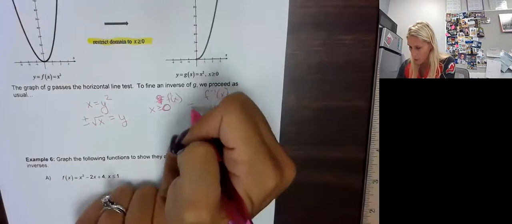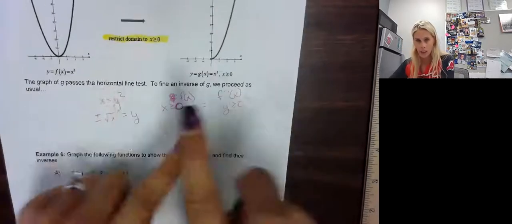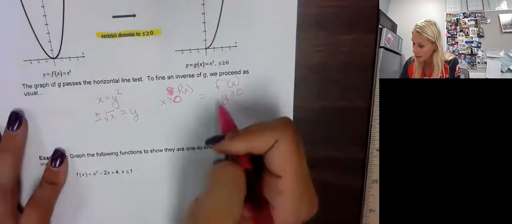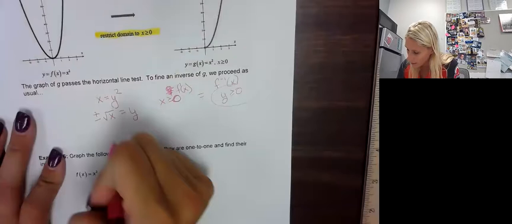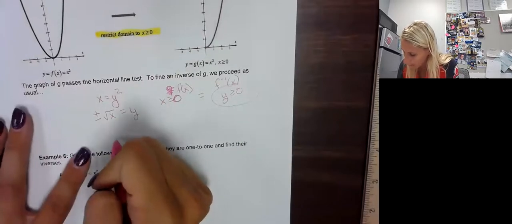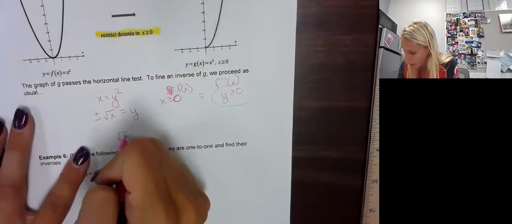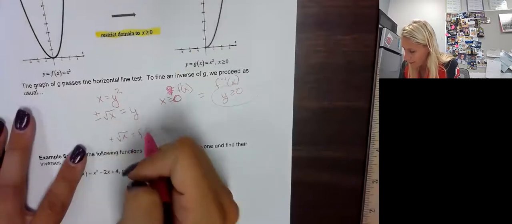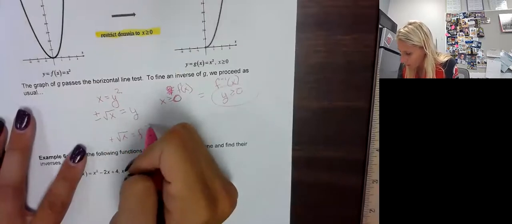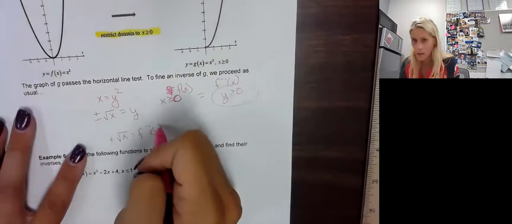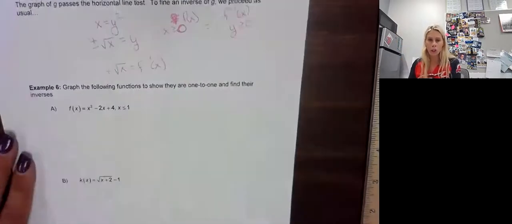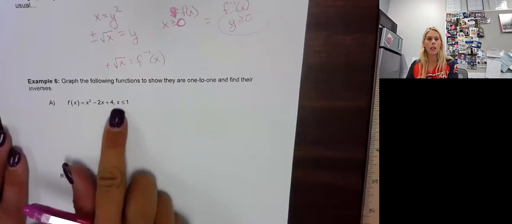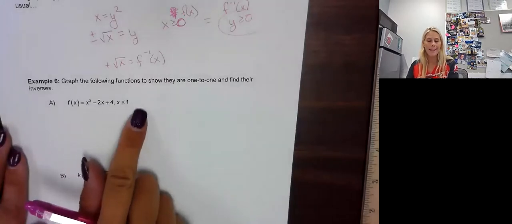Because remember, the domain and range interchange for your inverses. So that means, since we are using this, that our inverse is only the positive side. And I'm going to show you how that restriction is shown. When there is a restriction, there will always be a comma and then an inequality.